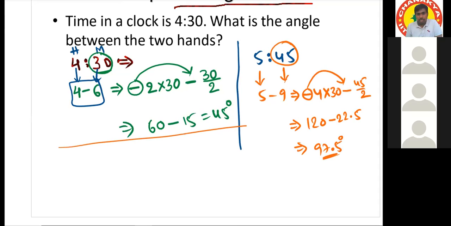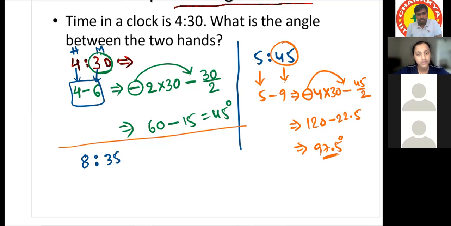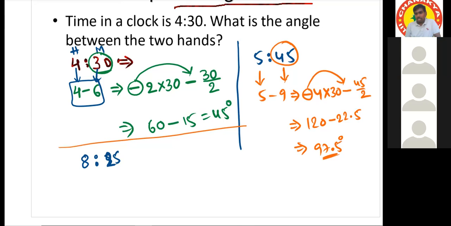If you want, let us take one more question. We'll take one more question and later we'll see. Suppose it is 8:25. Now tell me, our hand is on which number? 8. We'll wind up the session with this question.